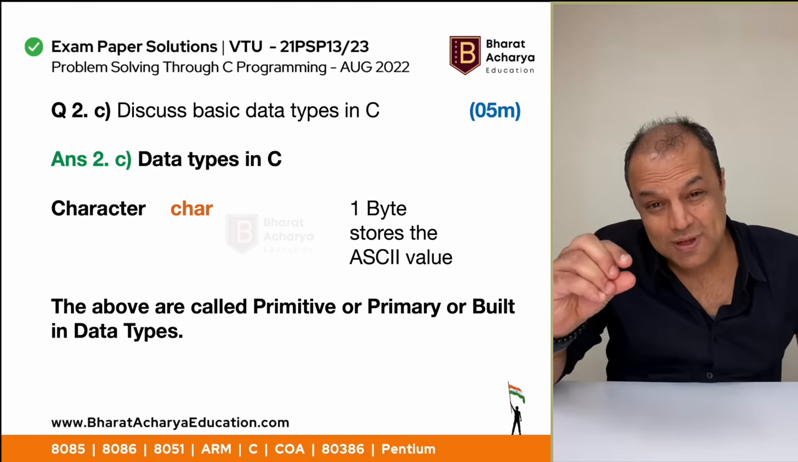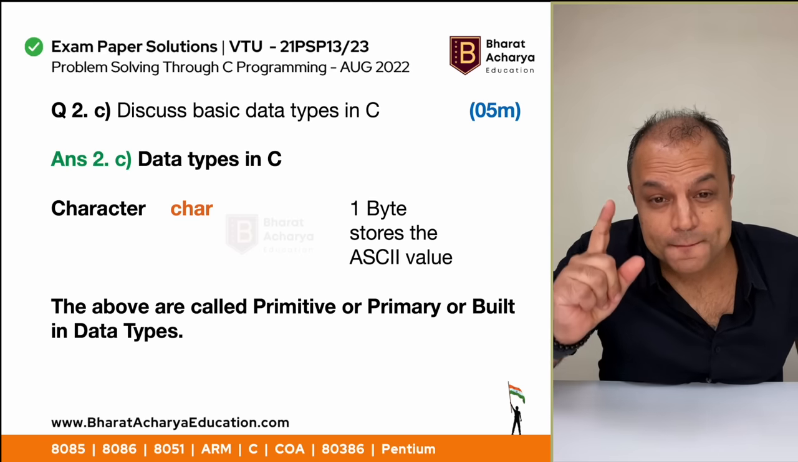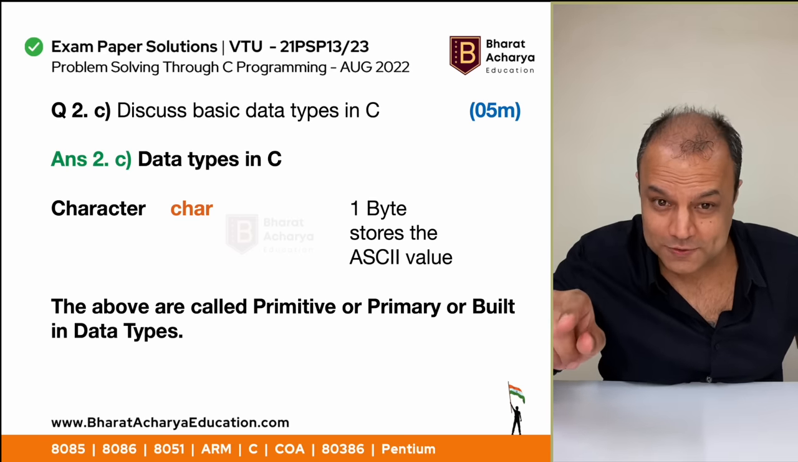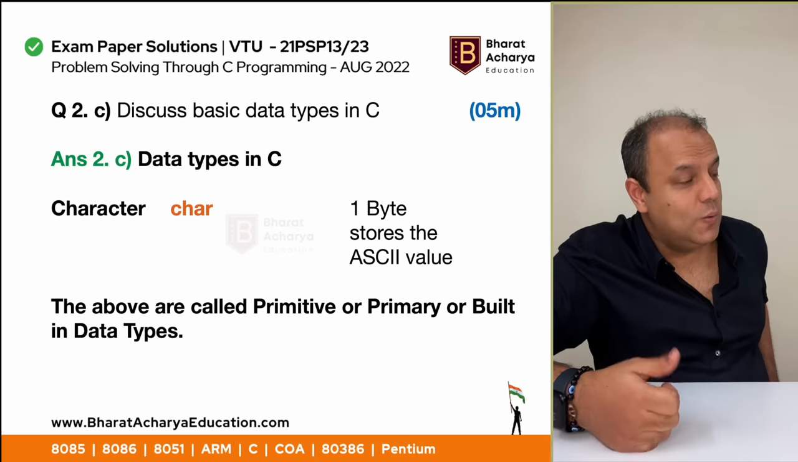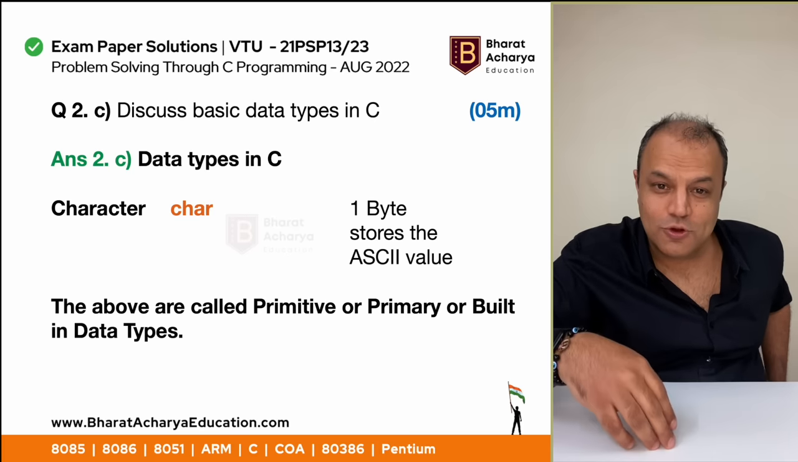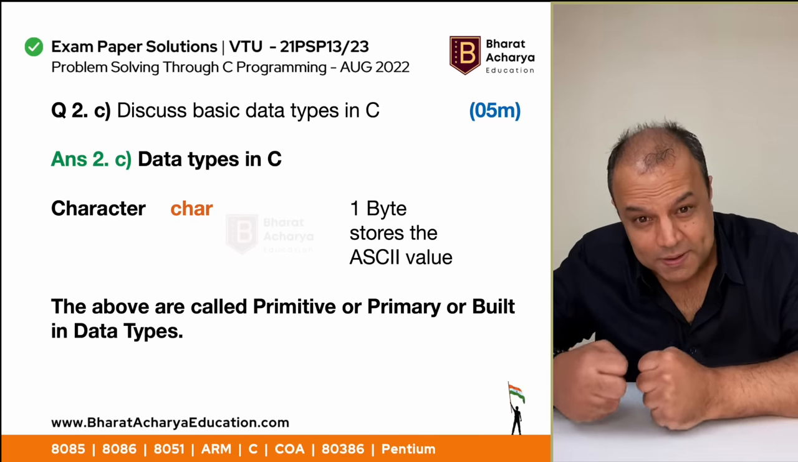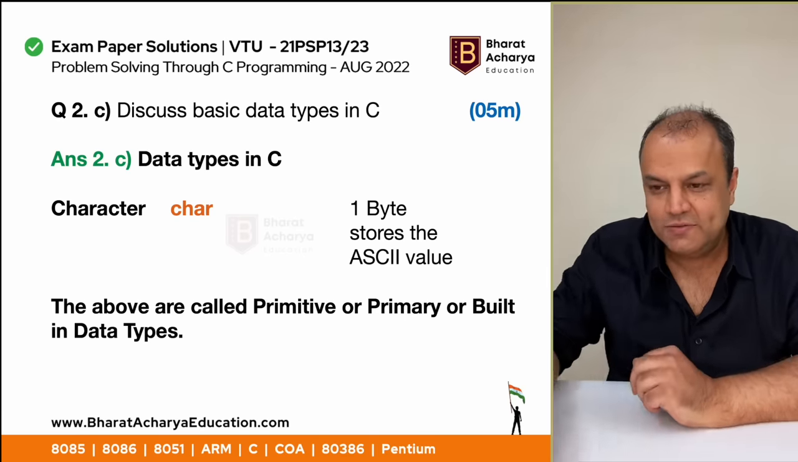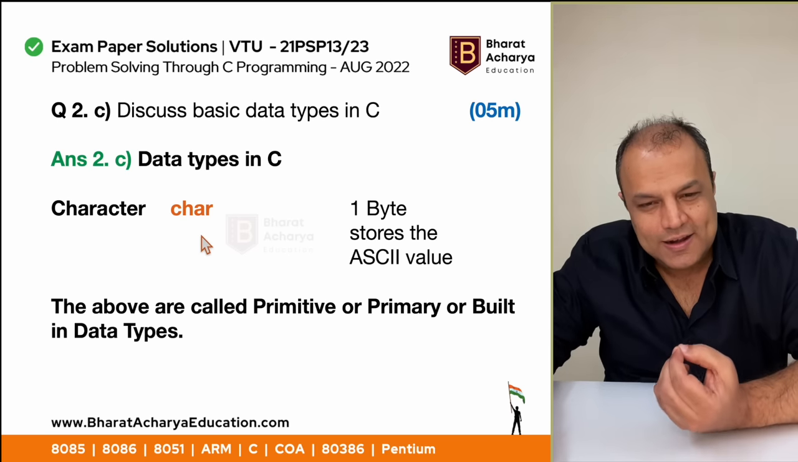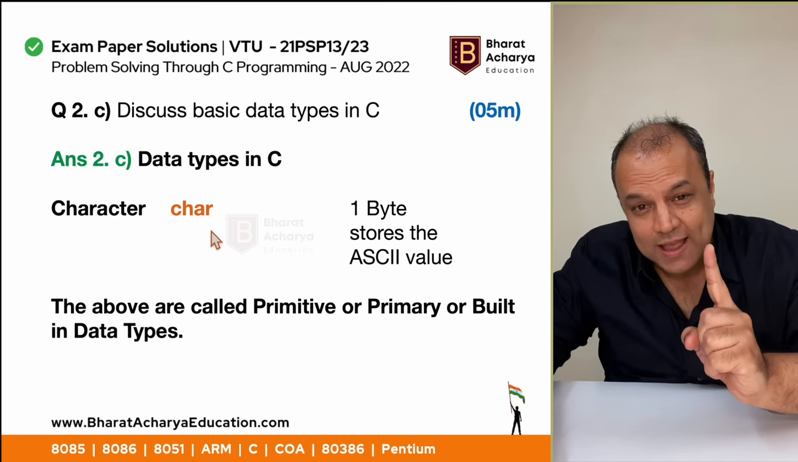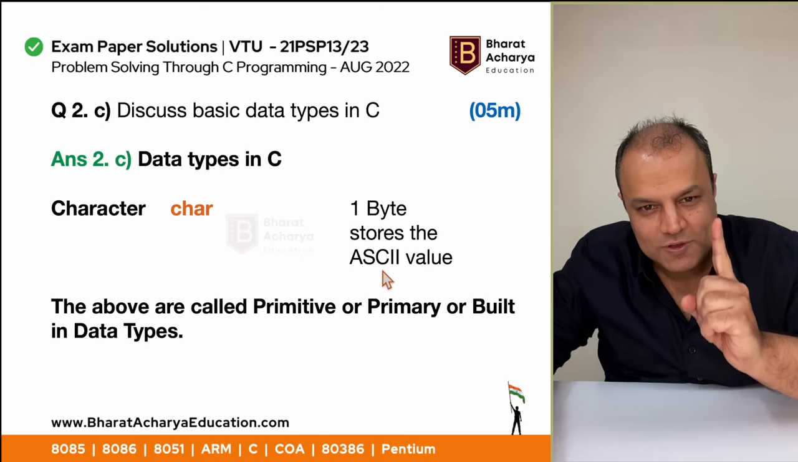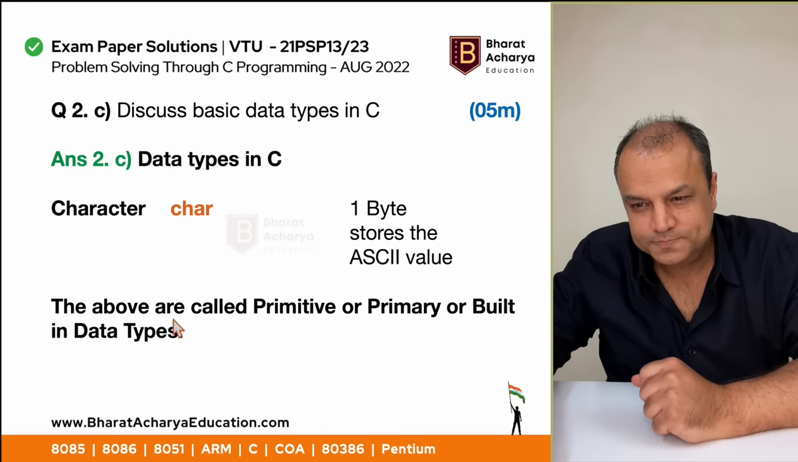So each ASCII value is 1 byte. You'll do a lot of programs based on this, right, in C programming, where you convert from lowercase to uppercase and find a single character and things like that. Character manipulation is a big part of our subject. Anyway, so a CHAR data type holds one character. One character is 1 byte because ASCII values are 1 byte. They go from 0 to 255.